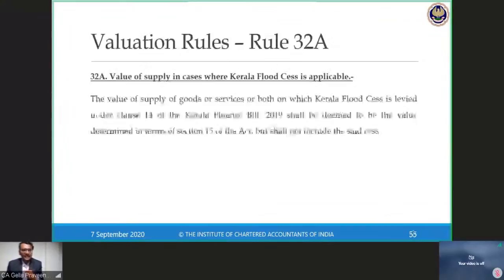Now, this Kerala Flood Cess Rule 32A is a newly introduced rule, a little important for you to watch for your examination. This 32A is applicable only in the state of Kerala, where it says that wherever there is a sale of goods taking place in the state of Kerala, there is a cess applicable under Rule 32A. What is the value under this Rule 32A?